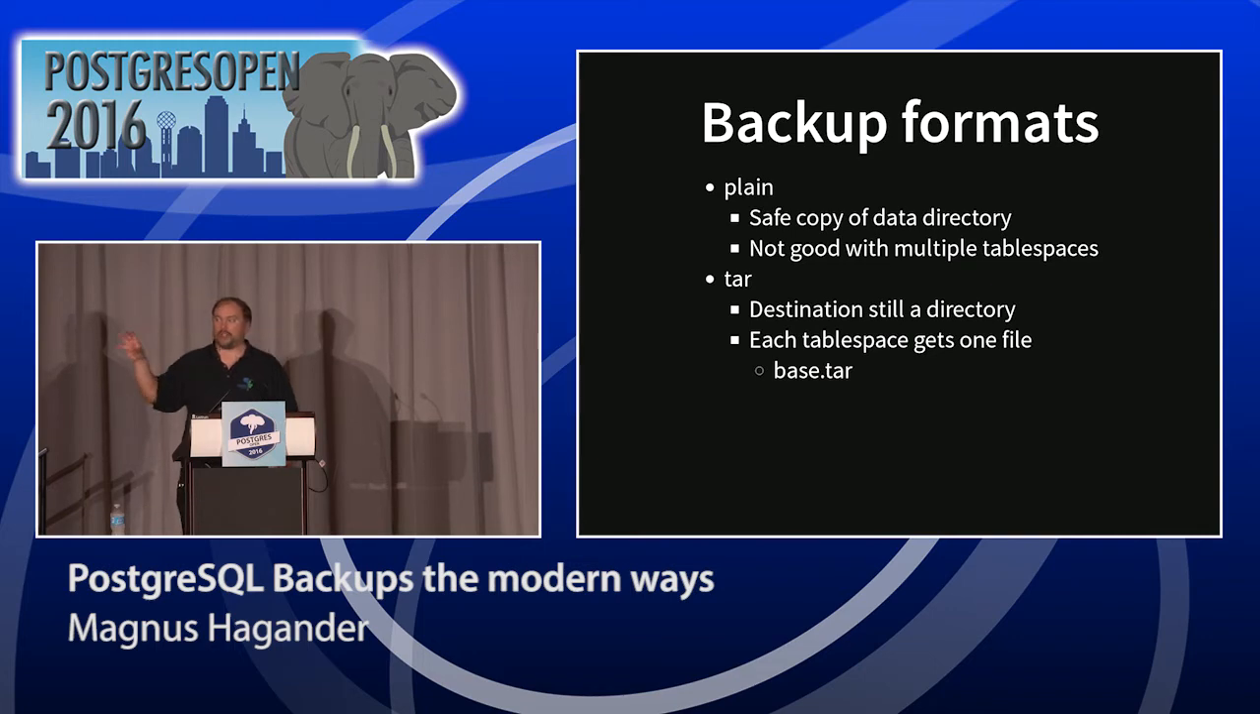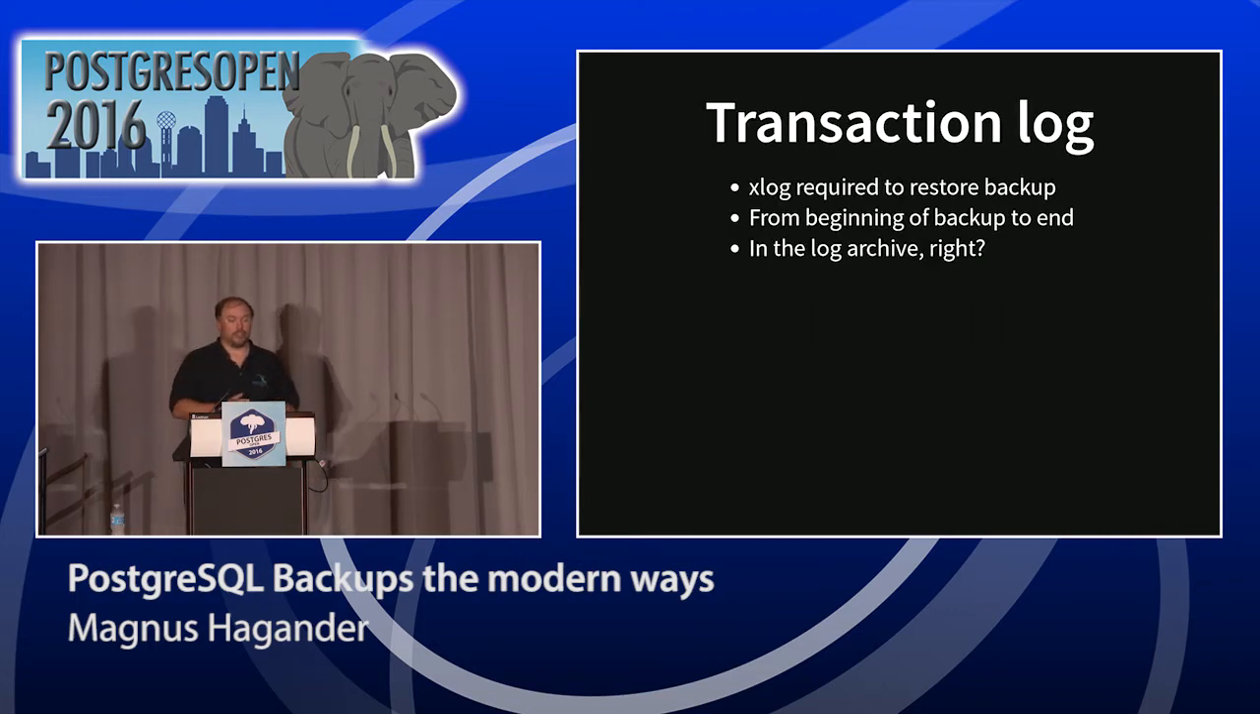Now, in order to actually use a base backup, you need transaction log. That's how these things work. In order to restore one of these backups, you need all the transaction log generated on your system from the beginning of the backup to the end of the backup. What Postgres basically does is take an inconsistent copy of your data directory, and then use the transaction log to fix that. So if you don't have the transaction log, it's not getting fixed, and you don't have a valid backup. If you're using log archive, this is in your log archive. That's the whole point of the log archive.